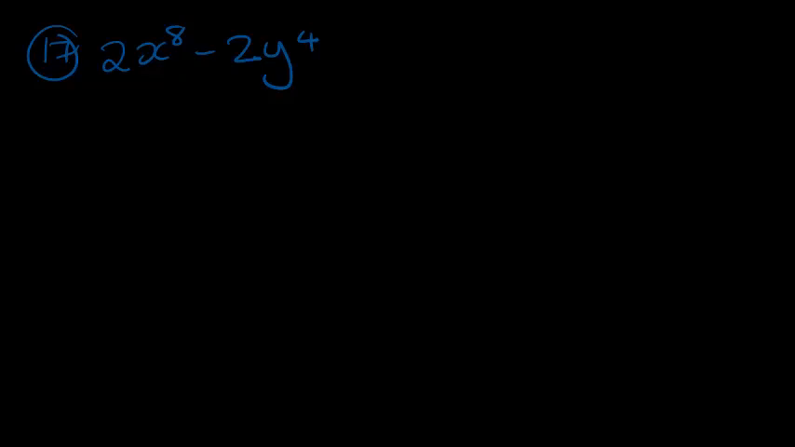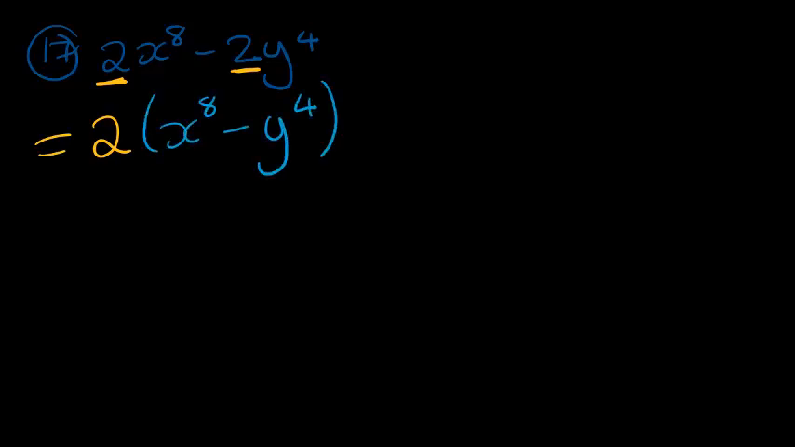All right, exercise 17. 2x⁸ − 2y⁴. My common factor is going to be the number 2. So I'm going to say I'm taking 2 out. So what I have left is going to be x⁸ − y⁴.